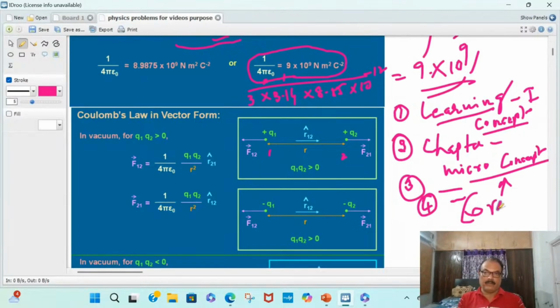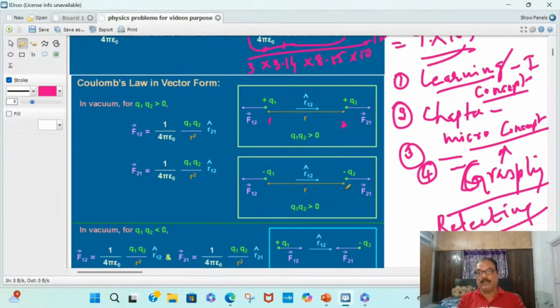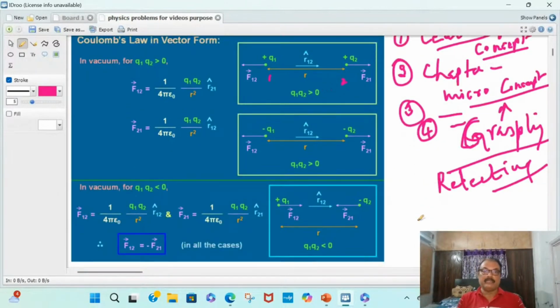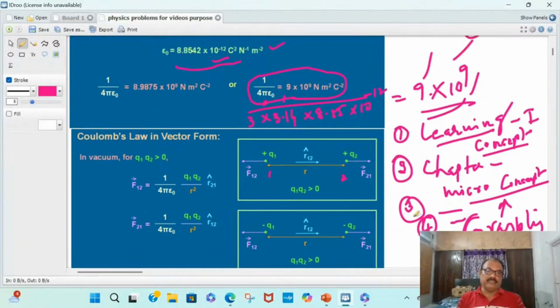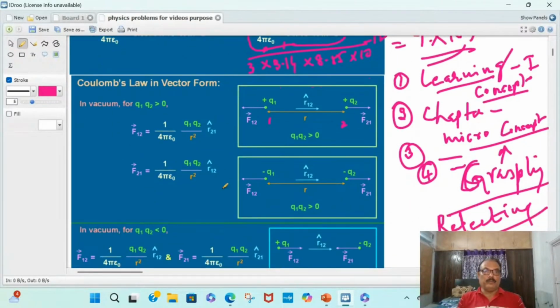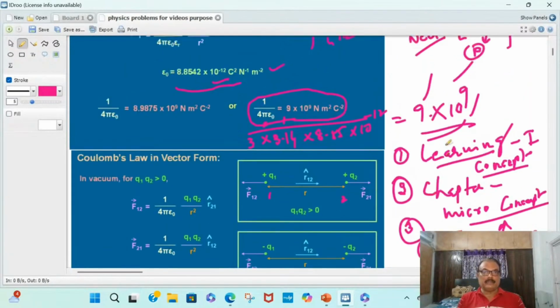Grasp them and recollecting. These are the best way of learning physics. If you have all these characteristics, you can easily clear your physics exam. Hope you understood till this.